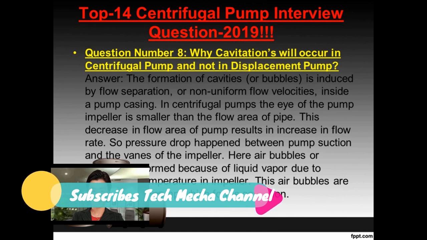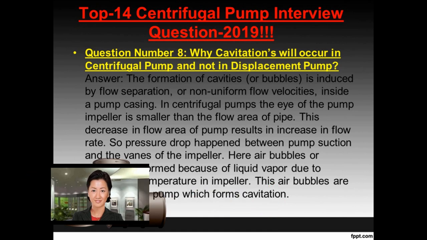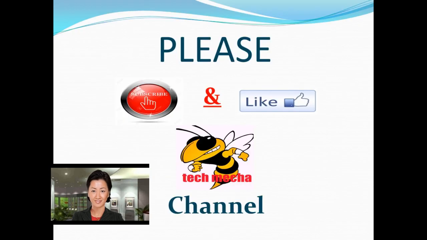Question number 8. Why does cavitation occur in a centrifugal pump and not in a displacement pump? Answer. The formation of cavities, or bubbles, is induced by flow separation, or non-uniform flow velocities, inside a pump casing. In centrifugal pumps the eye of the pump impeller is smaller than the flow area of the pipe. This decrease in flow area results in an increase in flow rate. So a pressure drop happens between the pump suction and the vanes of the impeller. Here air bubbles or cavities are formed because of liquid vapor, due to increase in temperature in the impeller. These bubbles are transmitted through the pump, which forms cavitation.